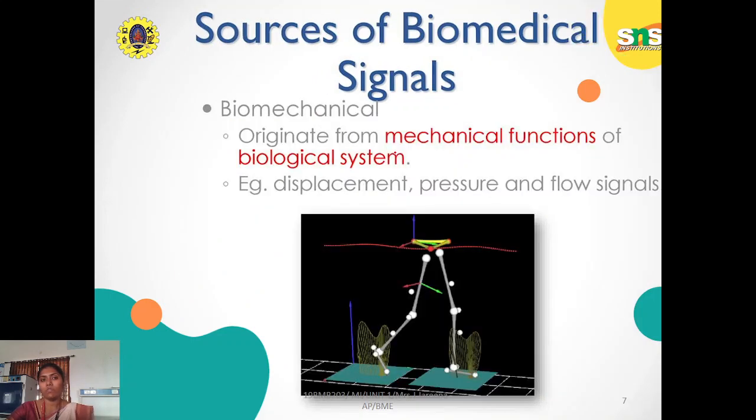Second one, the next source of biomedical signal, is the biomechanical signal. This biomechanical signal originates from the mechanical function of our biological system. The well-known example is our body movement, that is gait. Whenever we are moving, if there is any mechanical function, based on that we will have some displacement, pressure changes, or flow changes, and so on. By having this input, if you are assessing some function, then it is called biomechanical signals.